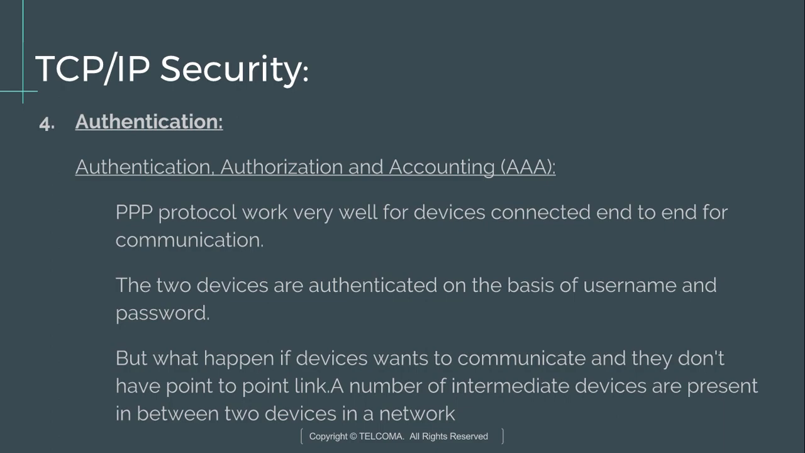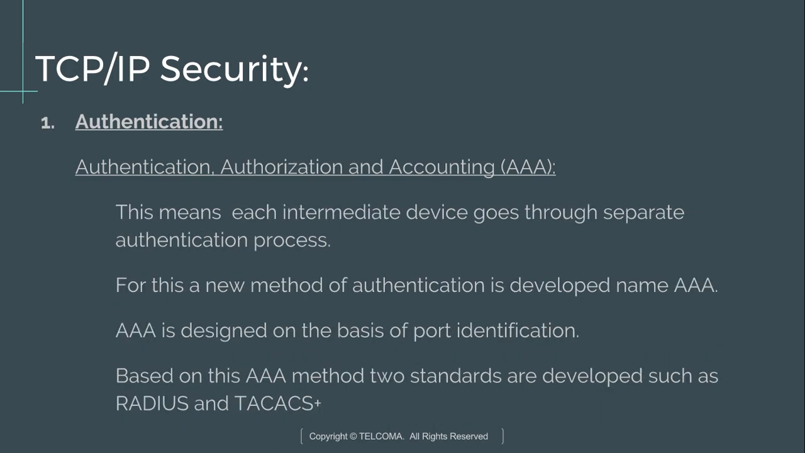The next authentication technique is authentication, authorization, and accounting, AAA. Point-to-point protocol works very well for devices which are connected end-to-end and communicating with each other. Devices connected end-to-end are authenticated on the basis of username and password. But what happens if devices want to communicate and they don't have a point-to-point connection? Many intermediate devices come between them and they are not connected via direct connection. This means each intermediate device goes through a separate authentication process, which is a very lengthy process.